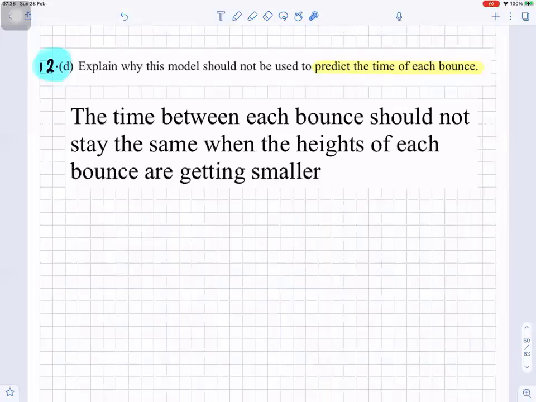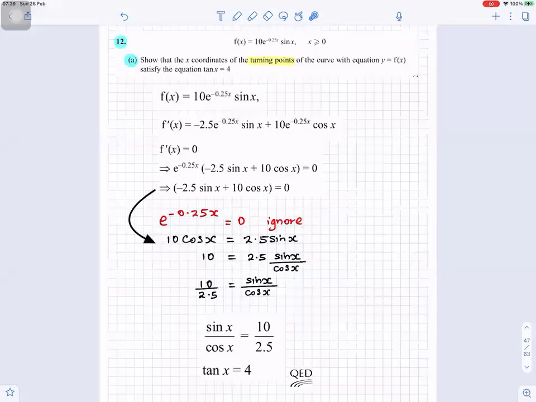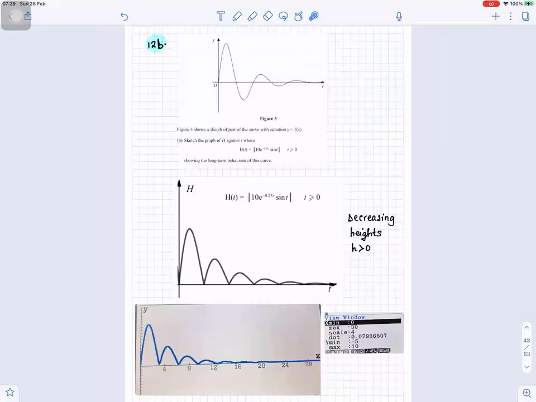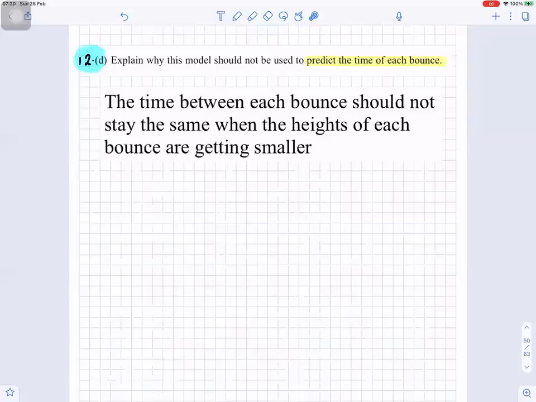For question 12d, explain why this model should not be used to predict the time of each bounce. The time between each bounce should not stay the same when the heights of each bounce are getting smaller. As the height is getting smaller, the time does not stay the same. That's question 12. Question 12a, question 12b, question 12c, and question 12d.